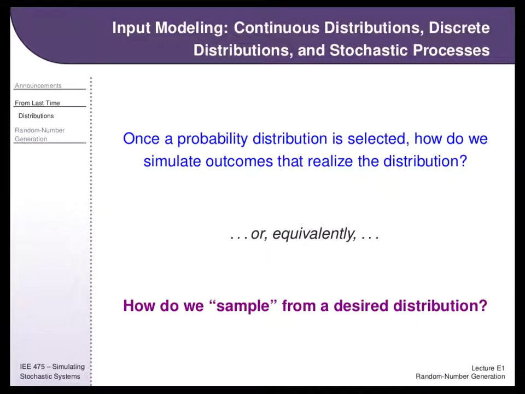All right, so once we have a selected probability distribution, the problem is now, how do we implement that probability distribution? It's great to say, okay, I'd like to have exponentially distributed interarrivals, but how do I actually build a computer simulation that generates exponentially distributed interarrivals? The other question, a little more jargon-filled, is how do we sample from a desired distribution? How do we generate on a computer samples that come out with a distribution that is consistent with the one that we want?